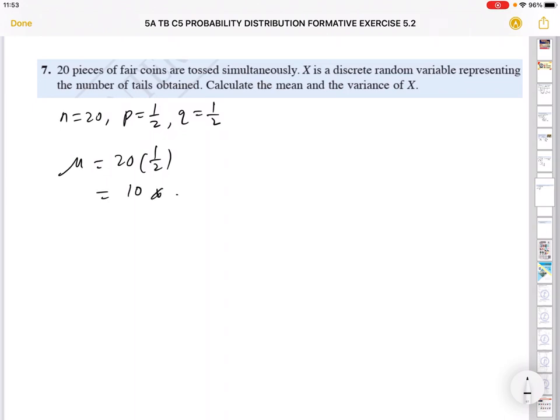For variance, we'll just take npq. Yeah, this will be just 5. Okay, very simple, I would say. Yep. Okay, question number 8.